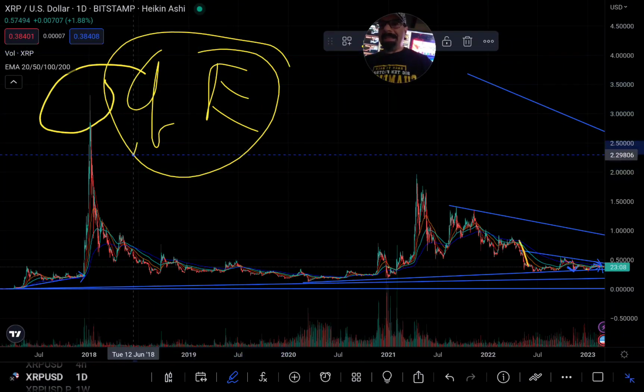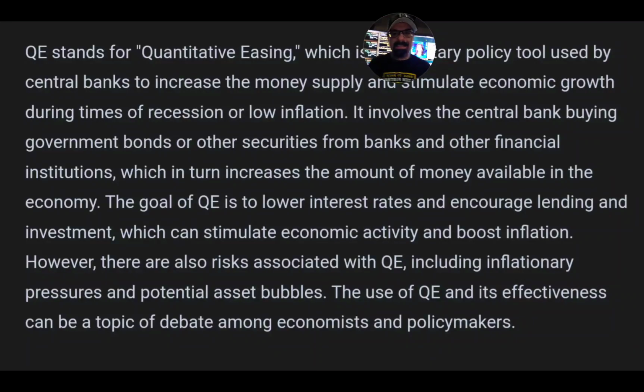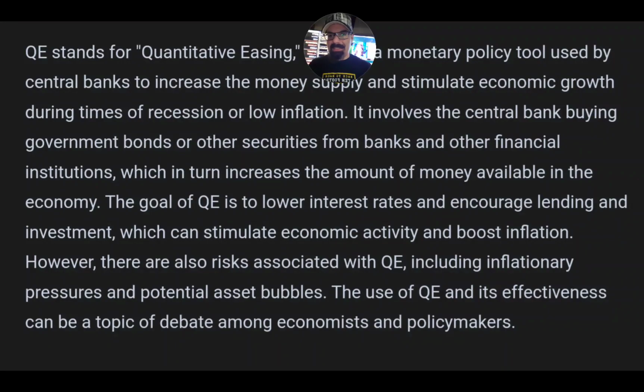That's quantitative easing. See that? Quantitative easing. And now, I'm glad you asked, what's quantitative easing? Let's take a look. Quantitative easing is a monetary policy tool used by central banks to increase the money supply and stimulate economic growth.